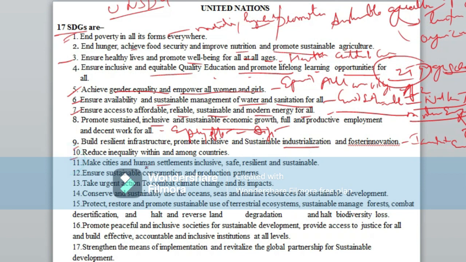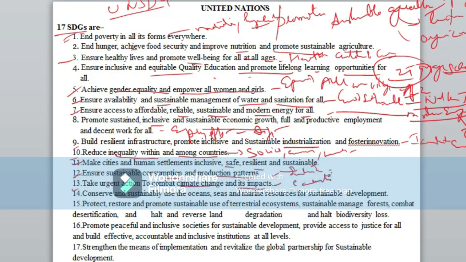10th aims for reduction of inequality within and among the countries, inequality at different levels: social, economic, and monetary levels. 11th aims for cities and human settlements to be inclusive, safe, resilient, and sustainable. 12th ensures sustainable consumption and production patterns through an industrial framework. 13th aims at urgent action to combat climate change and its impact.